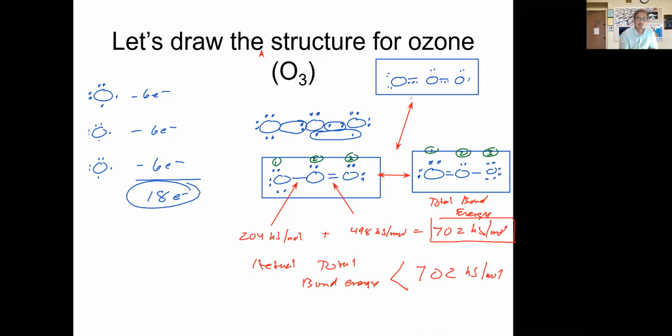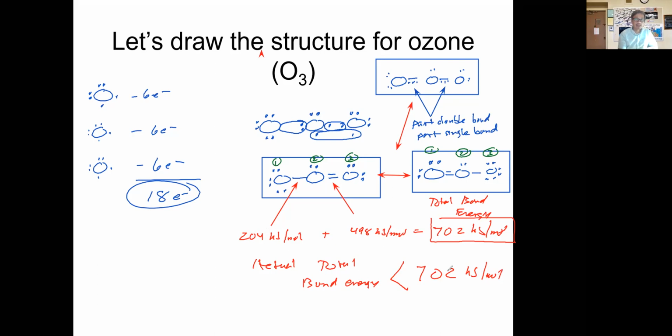And that's what resonance is. So this bond here and this bond here are part double bond, part single bond. And actually, the bond energies support that. The bond energy for these 2 bonds is somewhere in between 204 kilojoules and 498 kilojoules, and that's what we observe.